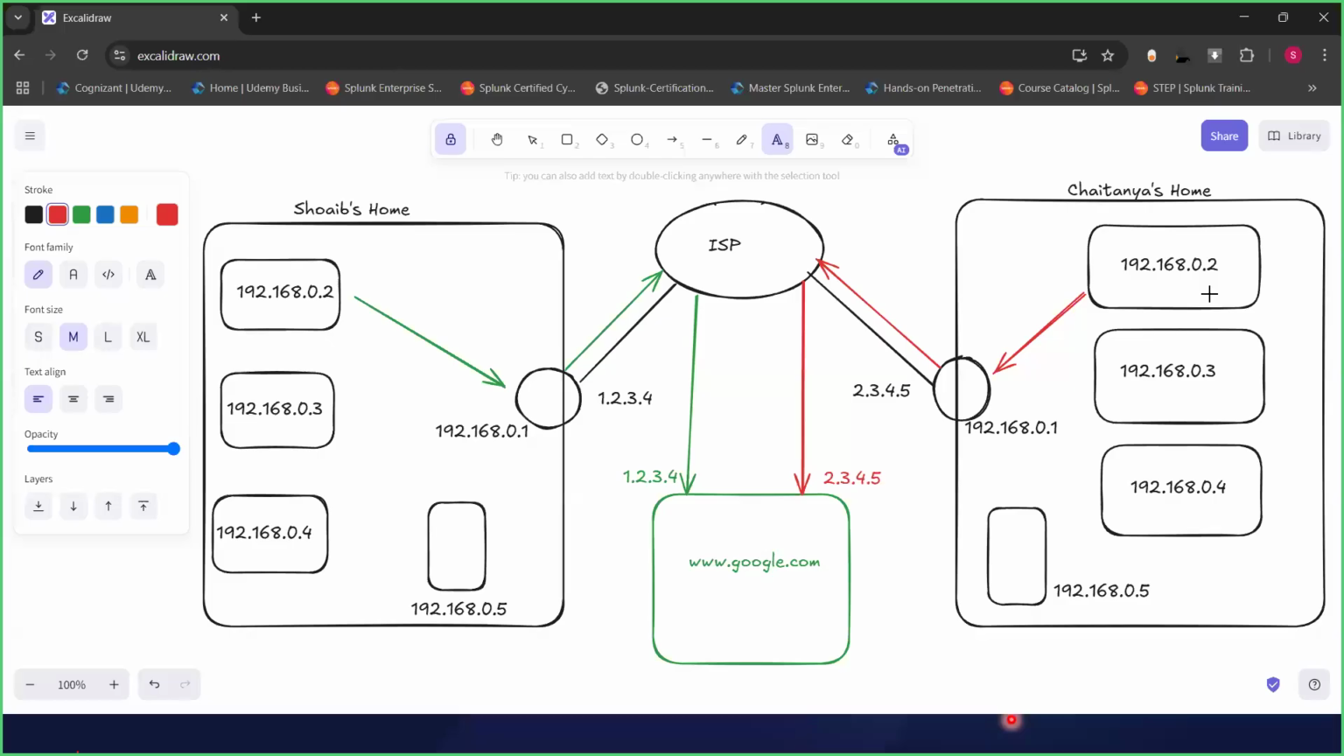Private IPs are only for connection in the local network. Public IPs are for the internet network for connecting data over the internet. Okay. Is this clear for everyone?